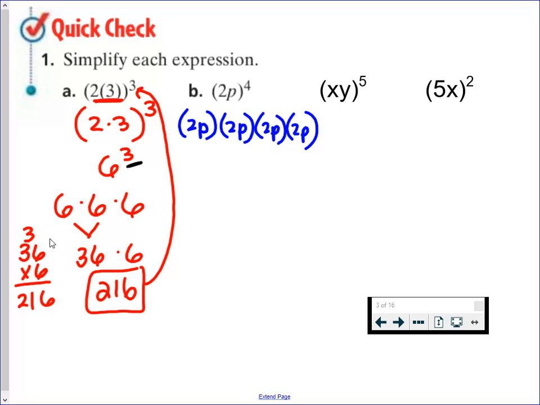So let's take all of these 2's and put those next to each other. And let's take all of these p's and put those next to each other. So I really have 2 to the 4th and p to the 4th. Like, look at this. 2 to the 4th and p to the 4th. Crazy.